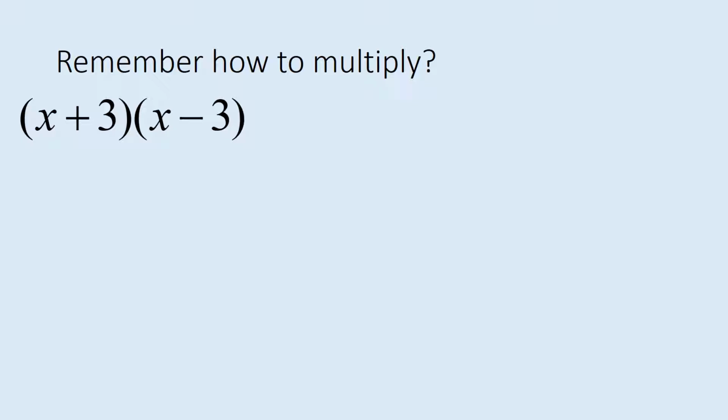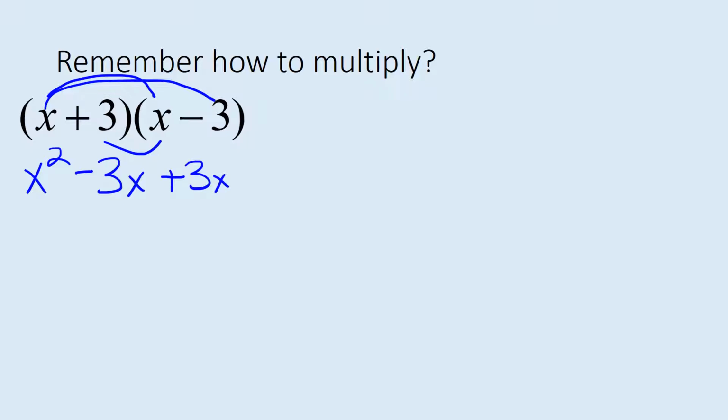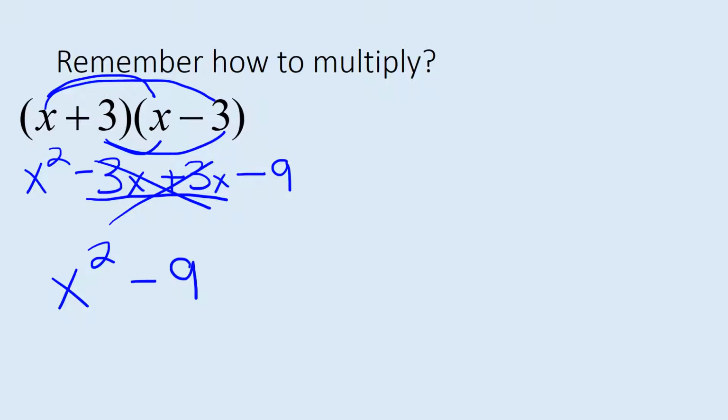If we want to multiply these two things out, we're going to get x times x, which is x squared, x times a negative 3, which is negative 3x, 3 times x, which is plus 3x, and 3 times a negative 3, which is a negative 9. If we simplify, our middle terms go away. Negative 3x plus 3x eliminates the middle, so we're left with x squared minus 9.